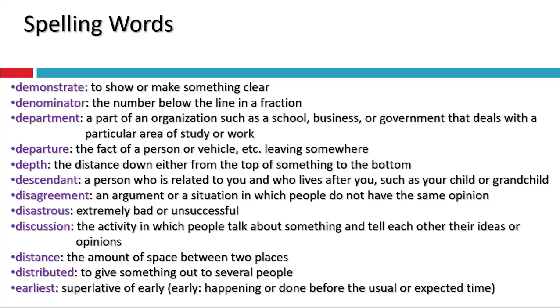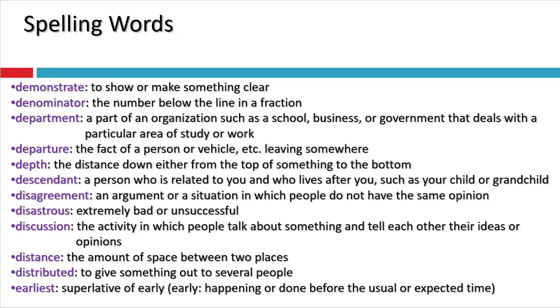Then depth, the distance down from the top of something to the bottom, we call it depth. Like our water tank is there. So in the water tank, how deep it is, right? Or a river, how deep it is. So from top to bottom, the length we call the depth. Descendant, a person who is related to you and who lives after you, such as your child or grandchild, we call it a descendant.